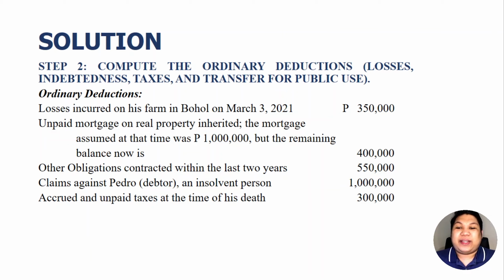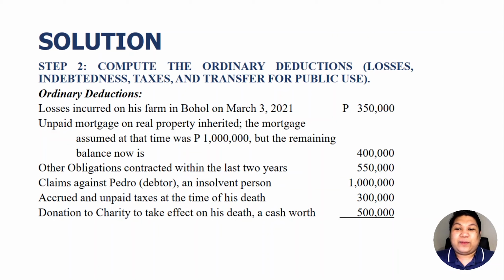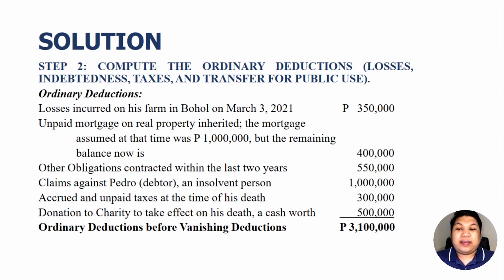And also, we have accrued and unpaid taxes at the time of his death. Again, taxes can only be deducted from the gross estate of the decedent, provided that these taxes have accrued already prior to his death and were only paid after his death. So that is 300,000 pesos. And finally, we have a donation to charity to take effect on his death, a cash worth of 500,000 pesos. Okay, so this is a transfer for public use. So our total deductions here is 3.1 million pesos.